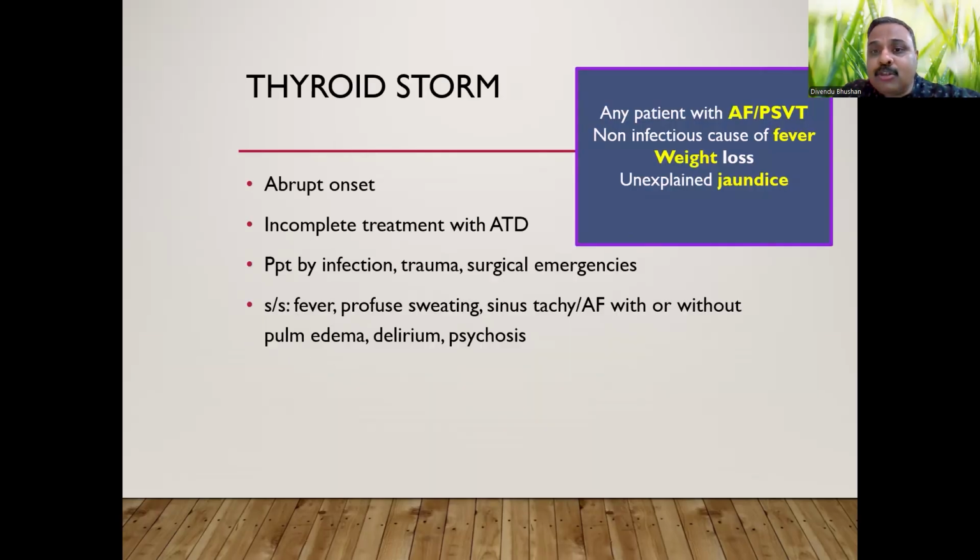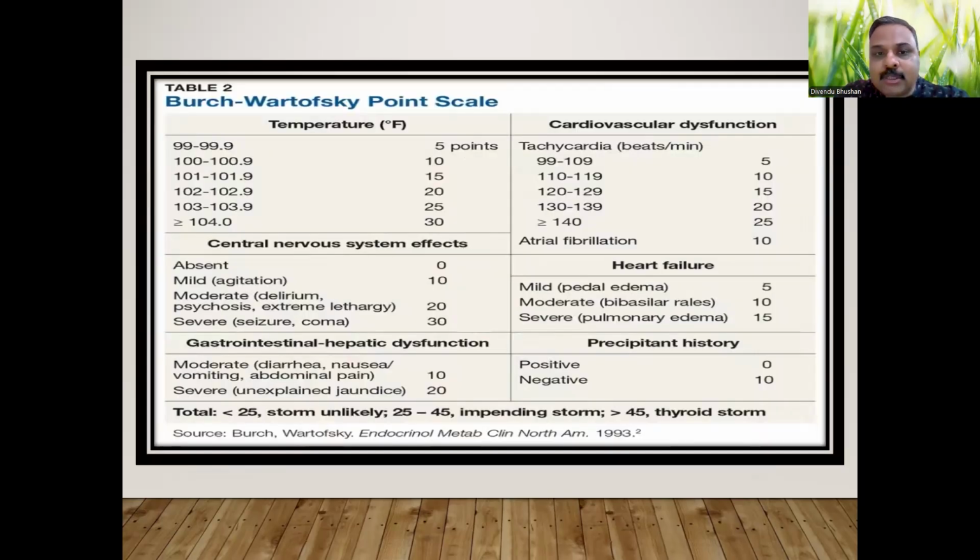A little bit about thyroid storm. Definitely it is a high acute emergency of hyperthyroidism. Any patient who has AF or PSVT or non-infectious causes of fever, weight loss or unexplained jaundice, thyroid storm should be ruled out. It is abrupt onset, incomplete treatment with ATD, precipitated by infection, trauma, and surgical emergencies. Symptoms are similar: fever, profuse sweating, sinus tachycardia with or without pulmonary edema, delirium, psychosis.